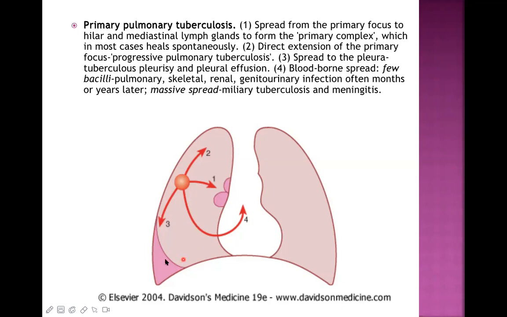And the last one, it can enter into the blood, and through the blood it can go outside the lung. It can go anywhere. It can go to the pericardial cavity. It can go towards the brain. It can go to the bone. It can go to the kidney. It can go to the GI tract. It can go to other areas. And this is how extrapulmonary tuberculosis can occur. So these are the 4 fates of primary pulmonary tuberculosis.